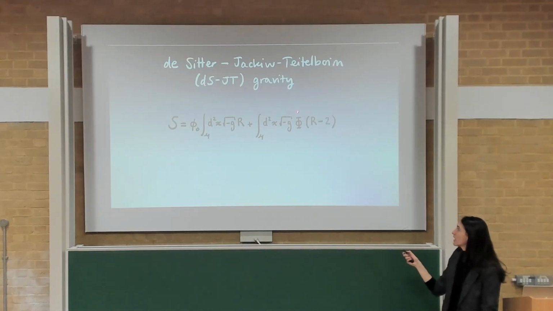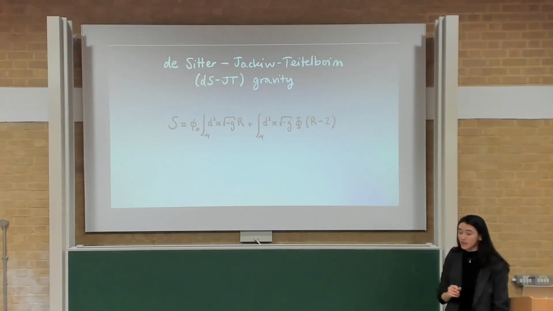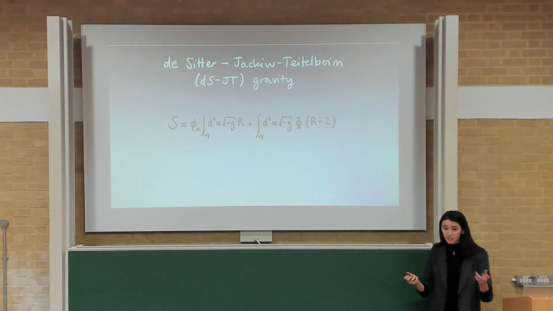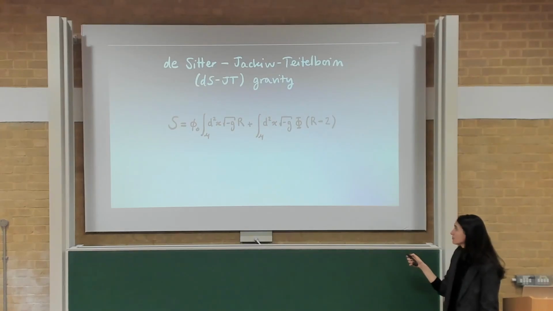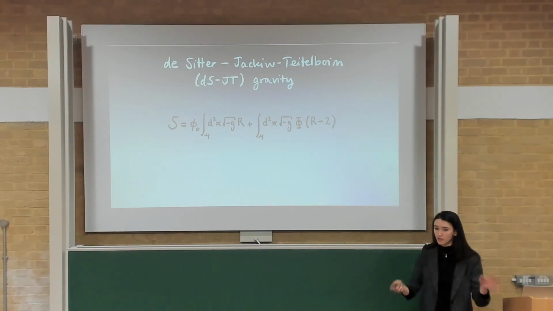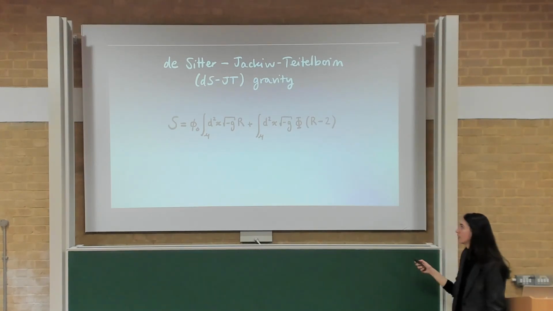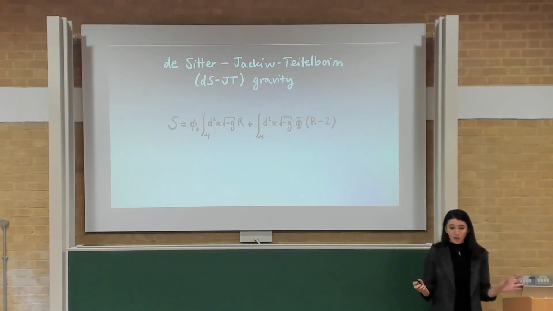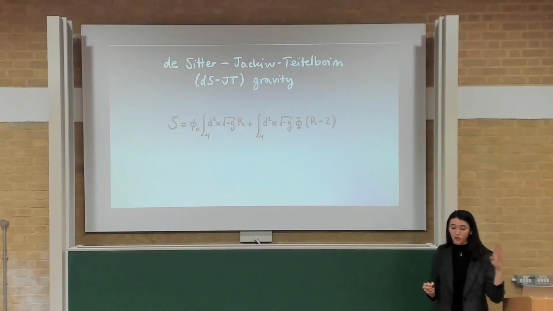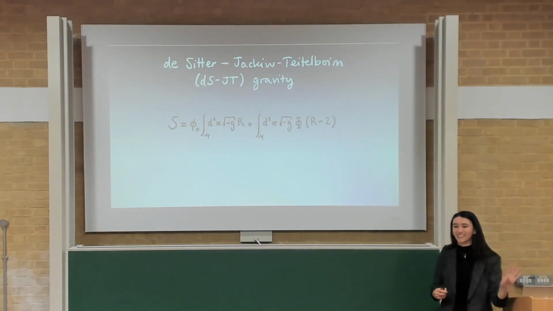The second term that we add includes a dynamical degree of freedom, a scalar called phi, known as the dilaton, and it acts as a Lagrange multiplier to impose the equation of motion that R equals 2 in units where the de Sitter length is equal to 1. What are the benefits of this model that has two dynamical degrees of freedom, the metric and the dilaton?